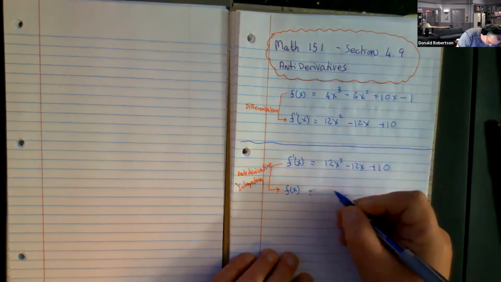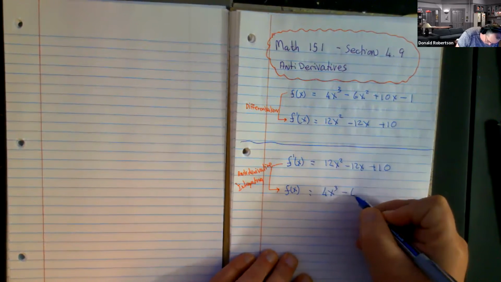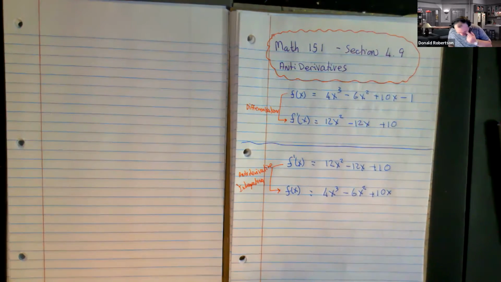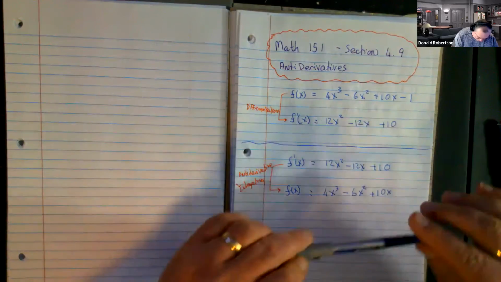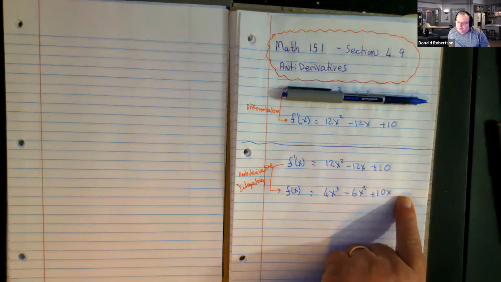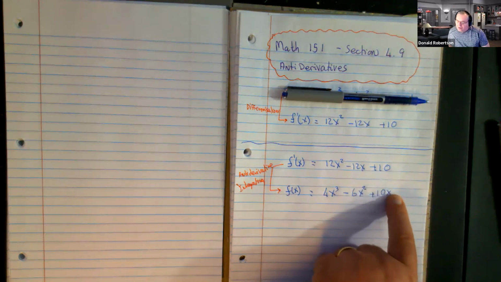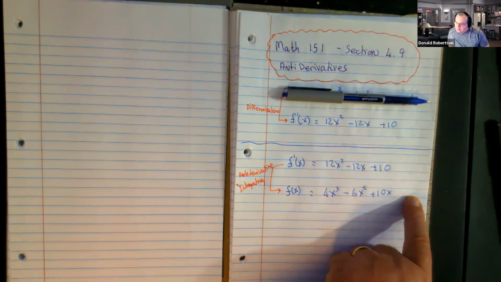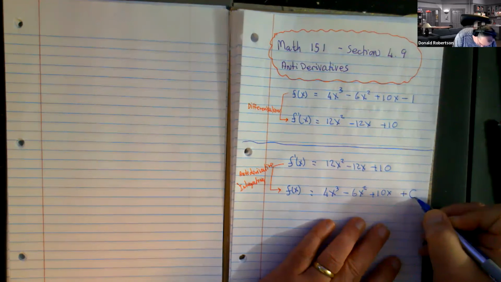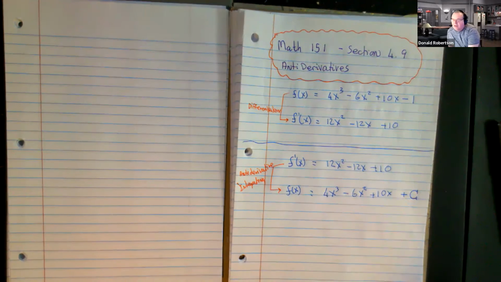Now we know the answer. It's 4x cubed, take away 6x squared plus 10x. Now, pretend you didn't know that -1 was there. Couldn't this be plus 5, plus 42, or minus 1,000,000? Couldn't that number here be any number at all? Because there's no way of telling what that number would have been, right? And because of that, we have to write down this guy here, plus capital C. And that's called the arbitrary constant.